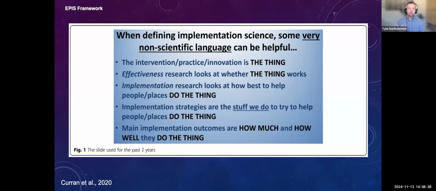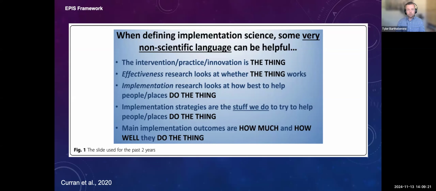Effectiveness research looks at whether the thing works, right? So when we do our randomized controlled trials looking at our interventions, we determine whether or not our intervention works for the population and the health outcomes we've specified. Now, implementation research looks at how best to help people and places do the thing, right? So do that intervention. Implementation strategies are the stuff that we do to try to help people and places do the thing. And our main implementation outcomes are how much and how well those individuals do the thing.